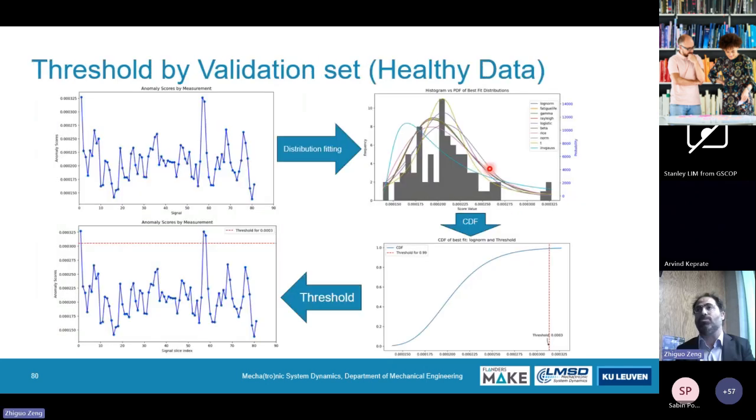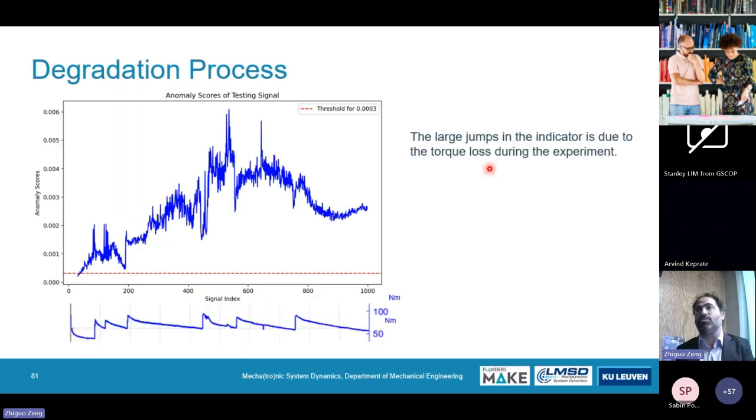And then we have the anomaly score. We build the distribution and do the distribution fitting. Then we have the cumulative distribution function, and based on that, we build a threshold and we can detect the faults. So here we have our threshold. We have then the indicator, and practically somewhere here we will detect the fault.